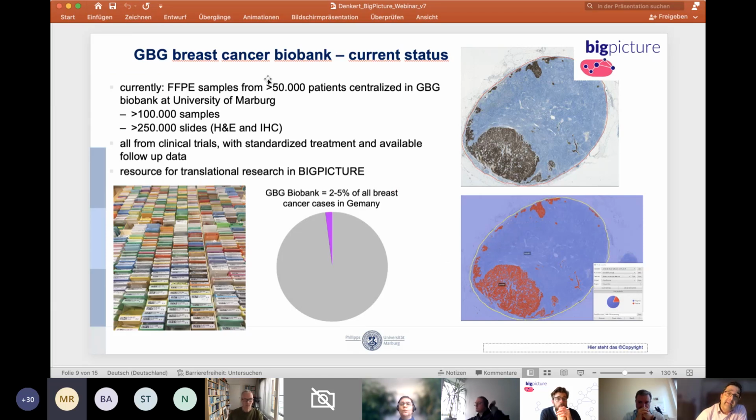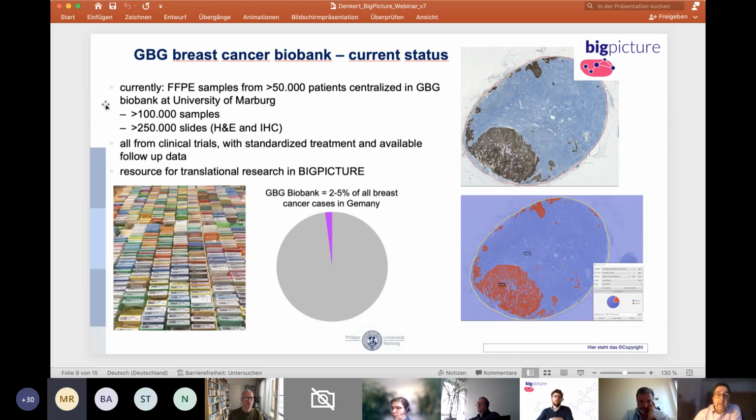So these are patients. There's typically more than one patient, sample per patient, so more than 100,000 samples, and there are H&E and IHC slides, so that's more than 250,000 slides. They are all from clinical trials with a standardized treatment and available follow-up data, so they are a very important resource for translational research in Bigpicture.